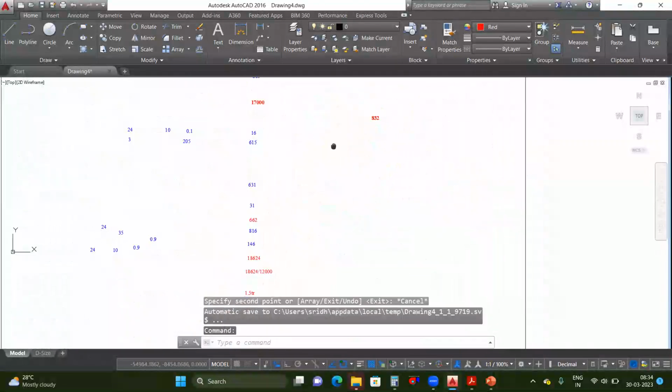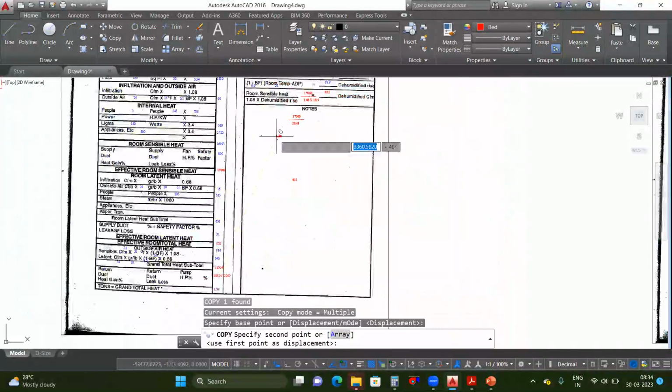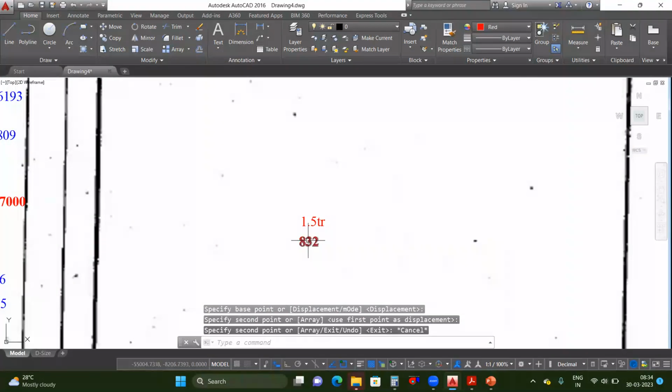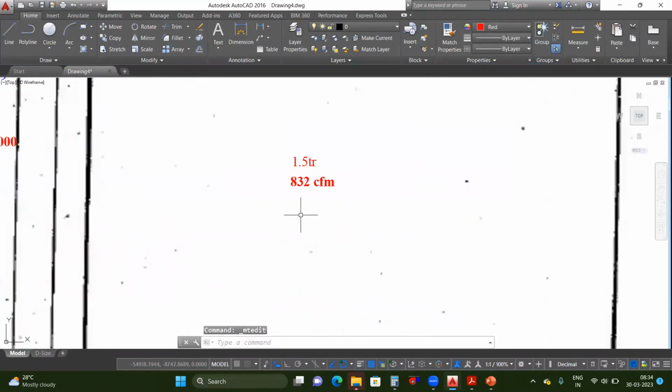I will keep it here, and tonnage I will keep it here. So 1.5 TR and 832 CFM. So based on that, when you are selecting the equipment, if you are purchasing any air conditioning equipment, you can say that 1.5 TR tonnage and 832 CFM air is required for the air conditioning system. So based on that, you can select the unit. Okay. So till here, if anyone has doubts, you can ask me.